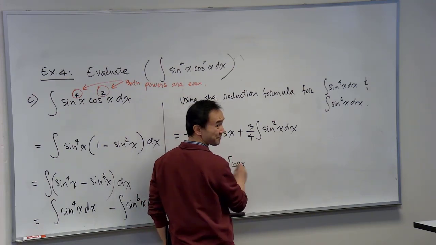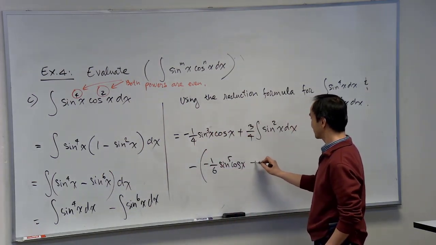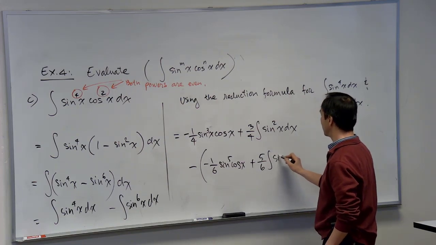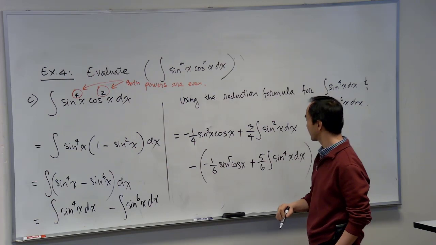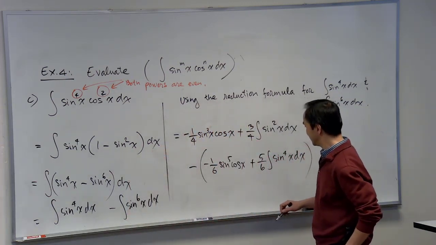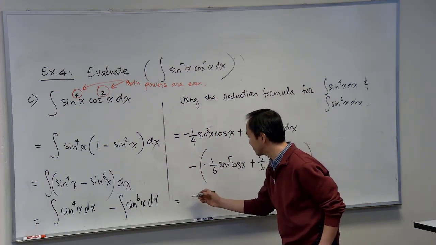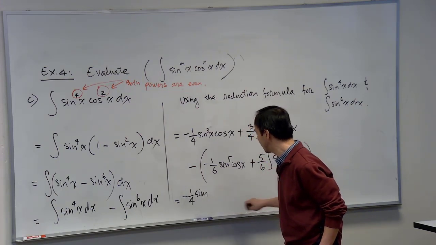You guys agree? Okay. And then plus 5/6 for here, integral of sine to the fourth of x. Are we good with that so far? Right. I'm going to proceed actually one step further. I'm still going to hold on to that sine square. So we got minus 1/4 sine cube.